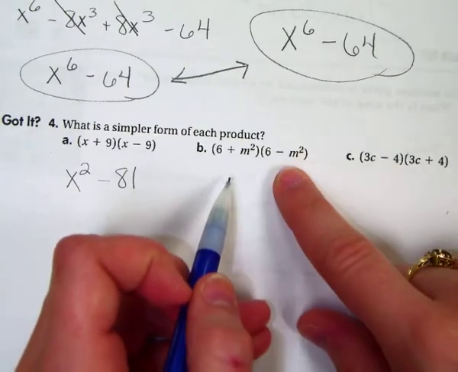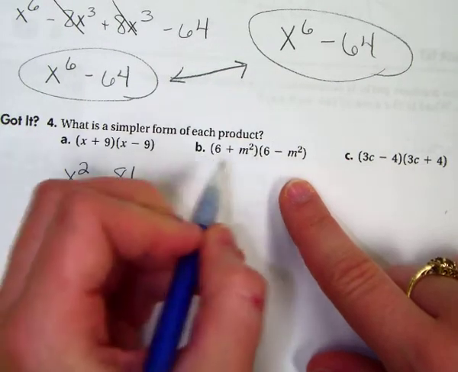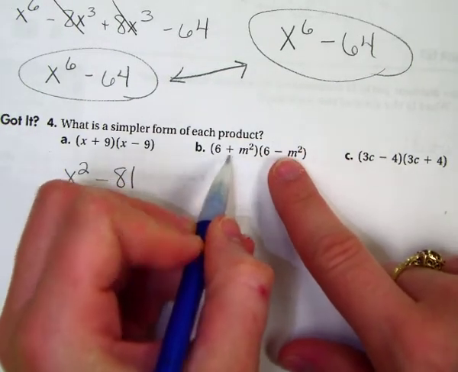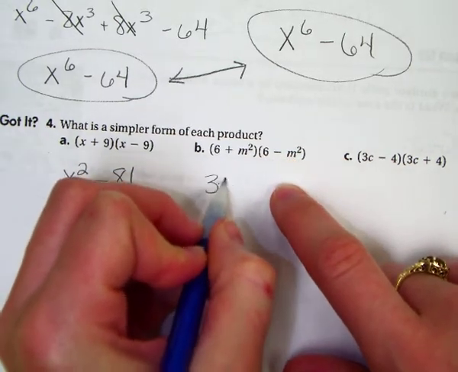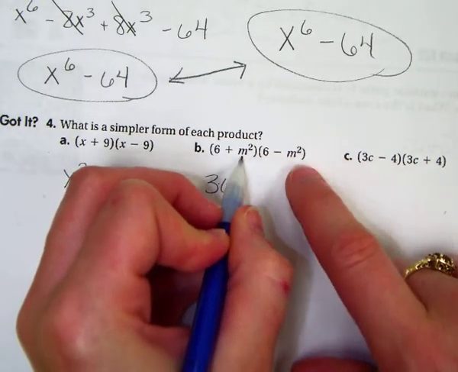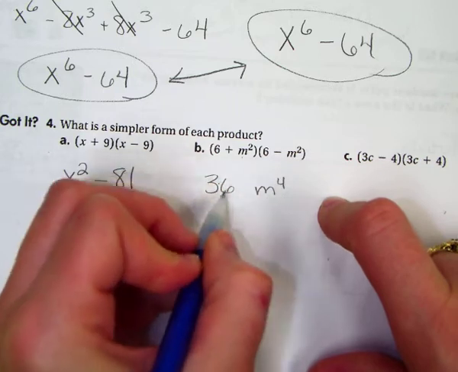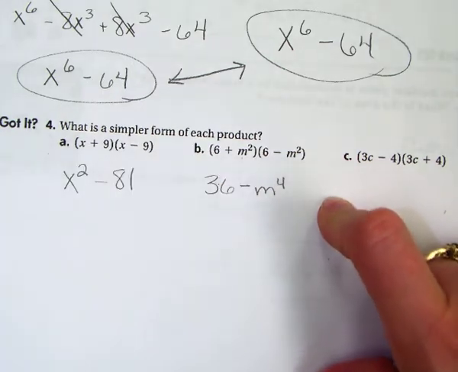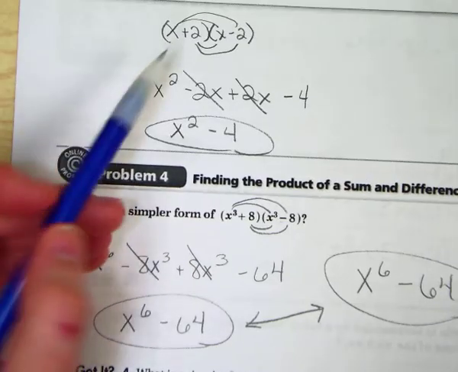Do it again for part B. You do the first times the first, notice it's plus and minus are the same. The first times the first is 36, m squared times m squared is m to the 4th, and this will always be a minus sign. And this, remember again, is because the middle two terms will be canceling out.